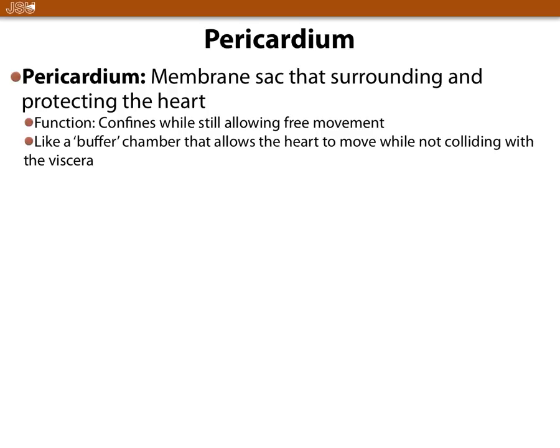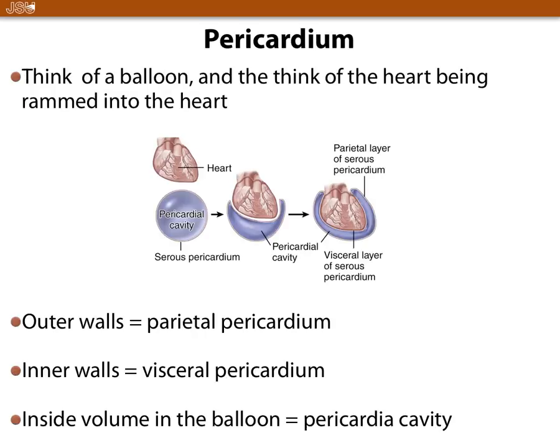It's going to provide a buffer zone, a sac that the heart sits in. And as the heart becomes larger and smaller, it's not bumping into the viscera. It's not bumping into the lungs and the diaphragm. It's like a nice zone around the heart that it can move around in with relative ease. So kind of think of it as a balloon, right? That pericardial cavity. And think of your fist going down in that balloon. That balloon is the pericardium.